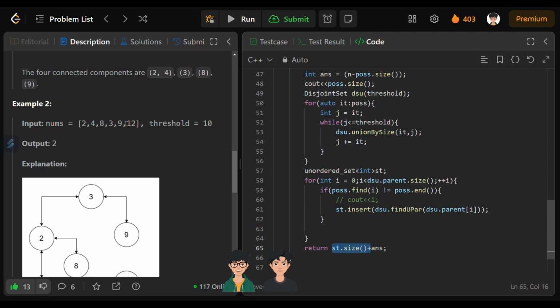Connected components we have in this graph, like the numbers which are less than threshold. And the answer is the numbers which are greater than threshold. Adding them will give us the total number of connected components in the graph. Yes, it was actually a good question.